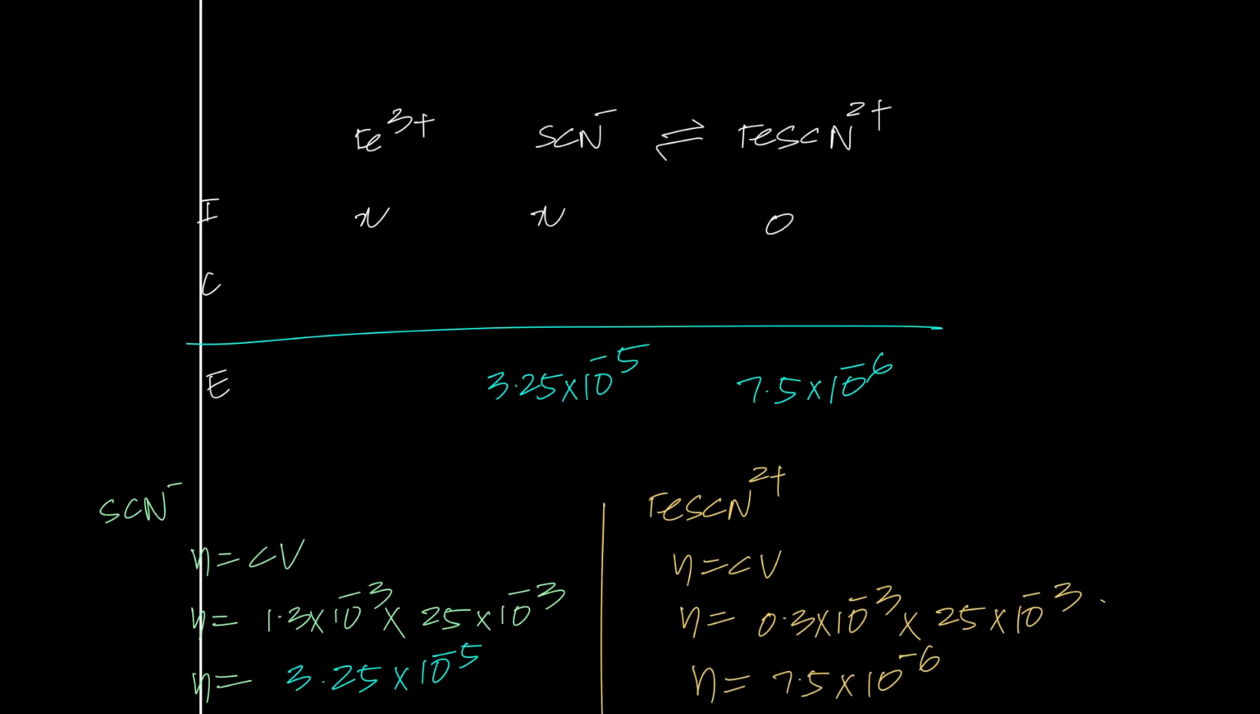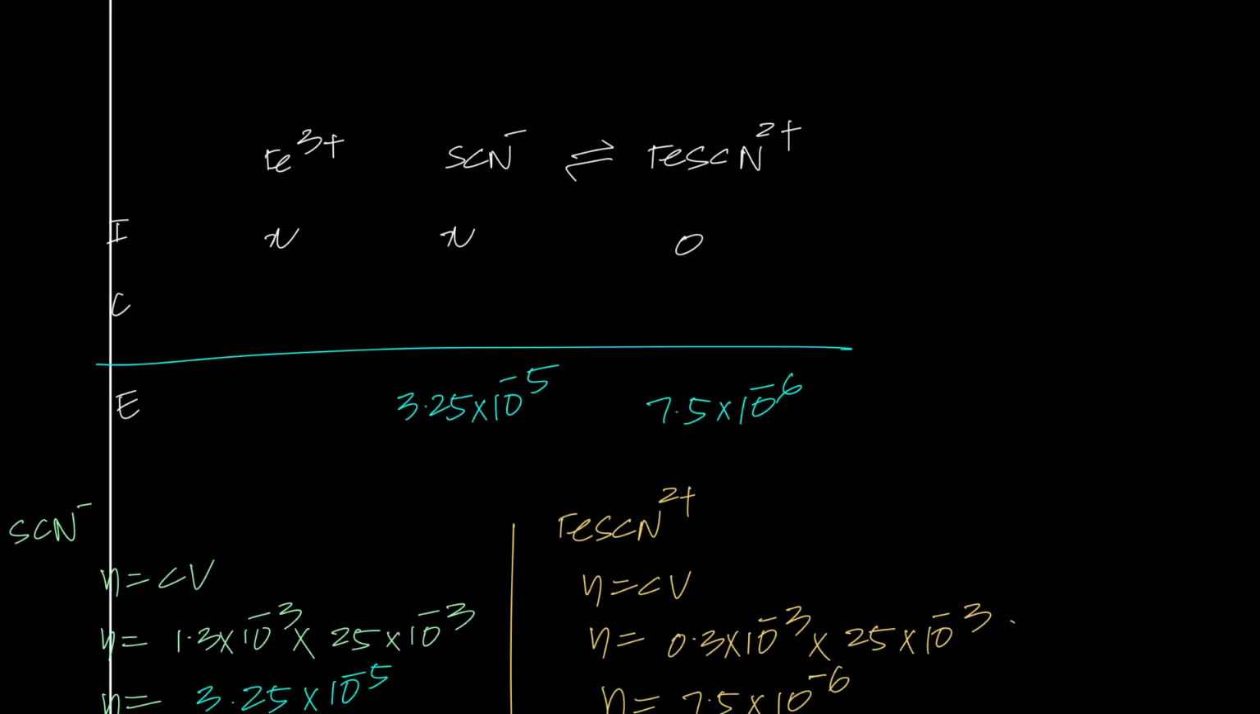Now is where the fun stuff starts, right? Now please understand, what are the moles at equilibrium for FeSCN2+? We have this. And initially you had 0, right? Initially you had 0, and at equilibrium you have these many moles. What's the change in moles? Plus 7.5 into 10 raised to the power minus 6. That's the change in moles.